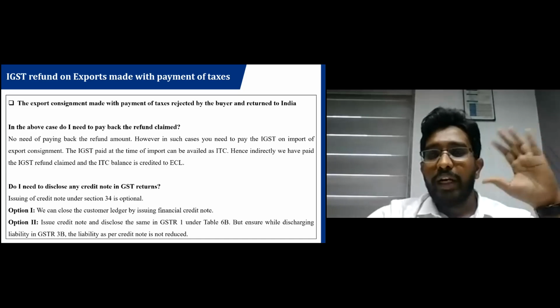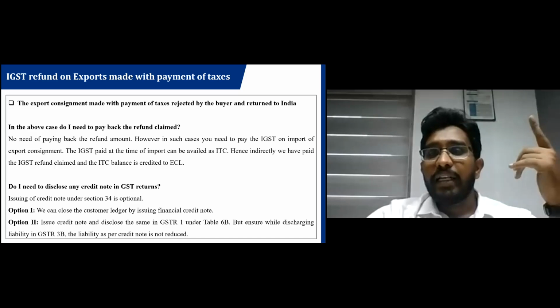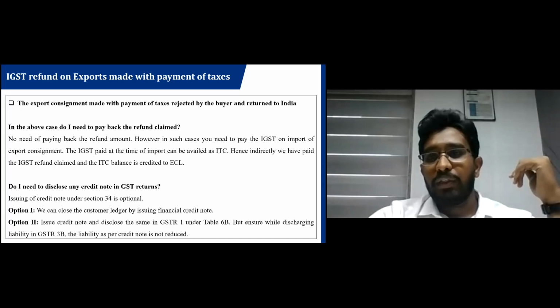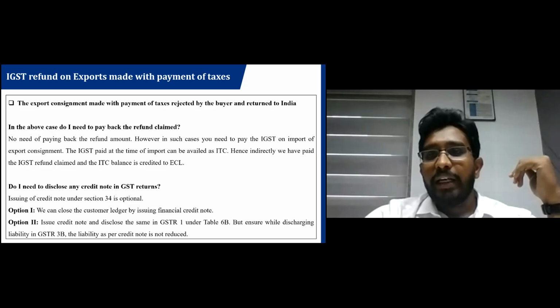No, no need of paying back any refund amount, but you need to pay IGST at the time of import at the customs port. You can avail that IGST paid as input tax credit in GSTR 3B. Indirectly, you are paying back your refund amount and the electronic credit ledger balance is increasing to that extent. The impact is the same, but there is no straight away payback of the refund amount.